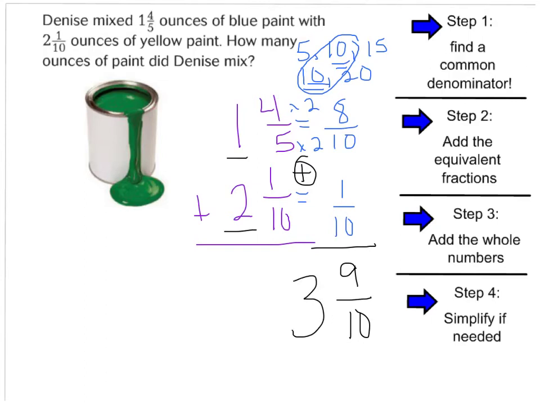Now, the last step, step number 4, is simplify if needed. Well, 9 and 10 are 1 away from each other. They're consecutive numbers, so I do not need to simplify. So, 3 and 9/10 is my answer.